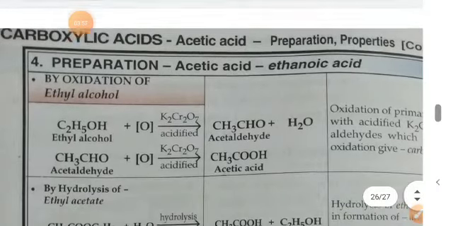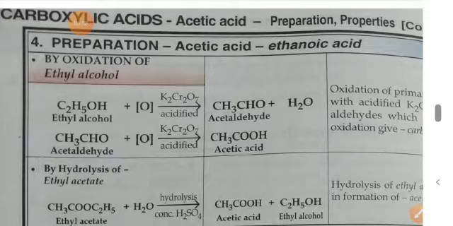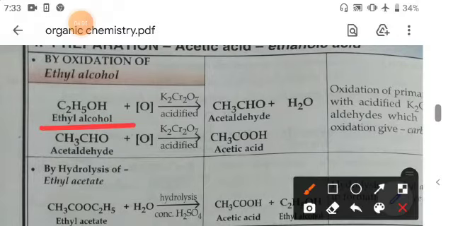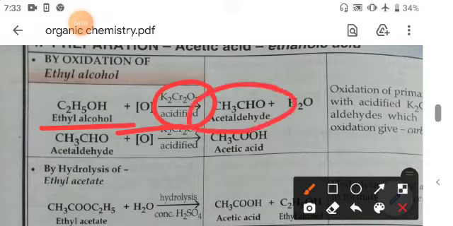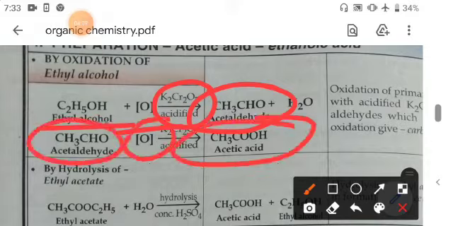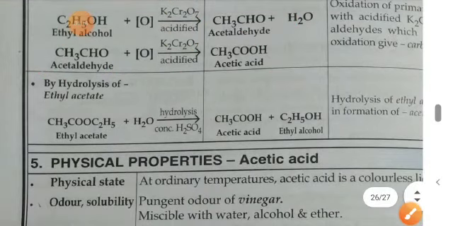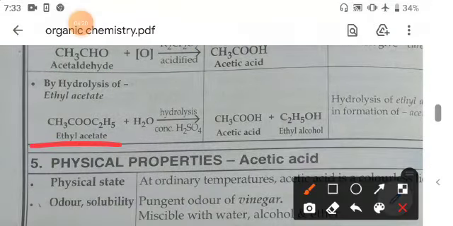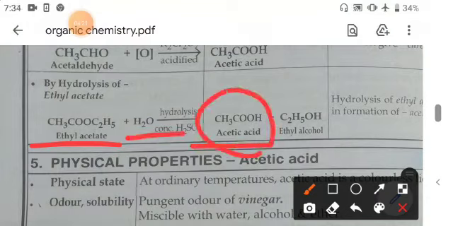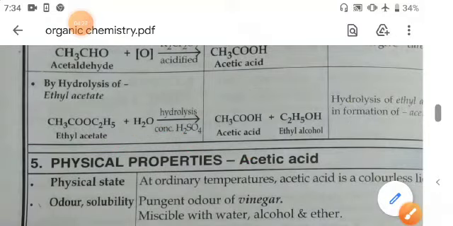Now preparation of acetic acid: by oxidation you can prepare it. When ethyl alcohol is oxidized in the presence of K2Cr2O7, potassium dichromate, it gives acetaldehyde and water, and when this acetaldehyde is oxidized, acetic acid is formed. It will also form by the hydrolysis of ethyl acetate, and ethyl alcohol will also be produced.